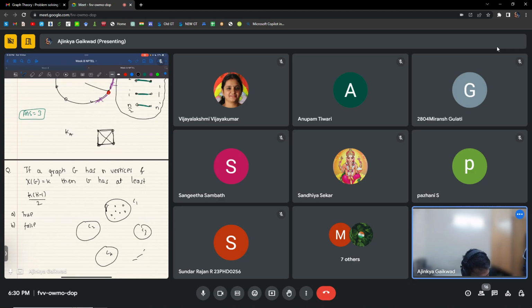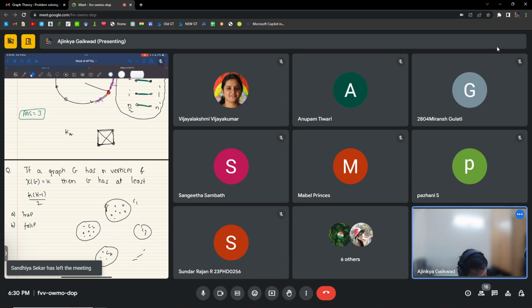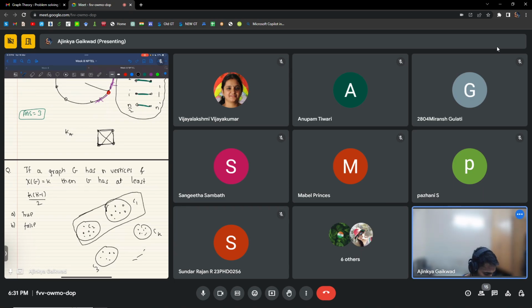So let's say this is C1, and then you will have C2, C3, up to CK. You know at least K colors are required, right? Now, my question is, is it possible? So let's focus on only two sets for now. Let's focus on the vertices which are colored 1 and the vertices which are colored 2. For now, let's forget about the other vertices.